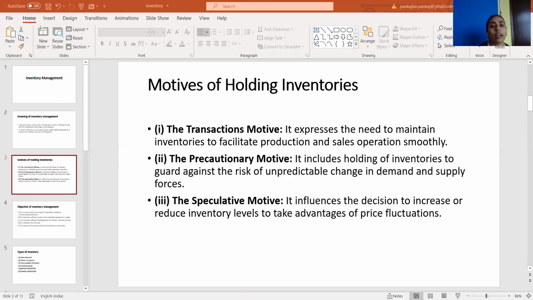The third motive is known as the speculative motive. For this motive, you capitalize on a market opportunity in case of shortage of a product in the market. You have already stored that product in your inventory, and then you throw it in the market for making extra profits. This is the speculative motive. It includes the decision to increase or reduce the inventory level to take advantage of price fluctuation so that you can maximize your profit in that particular situation. So these were the motives.